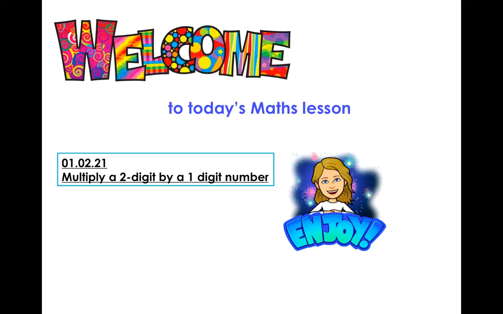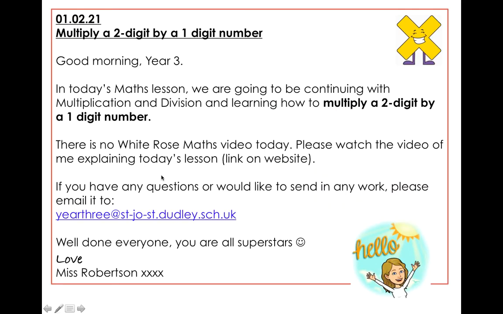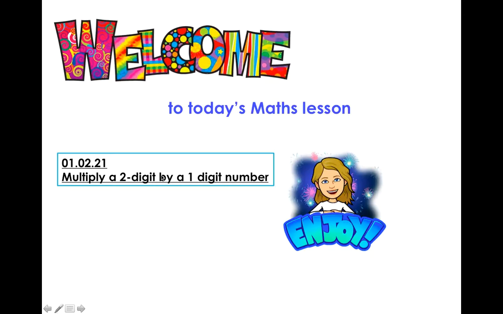Now, today's lesson there isn't a White Rose Maths video, so listen along to this video and pause when I tell you to pause, just like on the White Rose video. Okay, this week, for the whole week actually, we're going to be thinking about multiplying a 2-digit number by a 1-digit number. So things like 23 times 2 or 41 times 4. Each day we're going to be building on our skills and practicing multiplying 2-digit numbers by 1-digit numbers. Okay, here we go then.